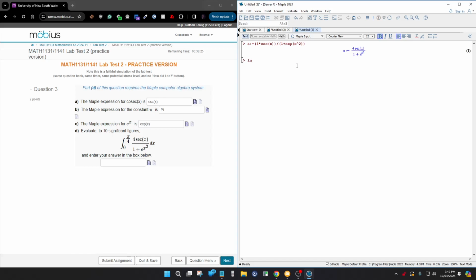Here, we want to do B dot equals int A, x equals 0 dot pi on 4. Close those up. C equals evalf B. That was it. I didn't even need the C equals. Hurry up, cause I can't even copy today, bro.